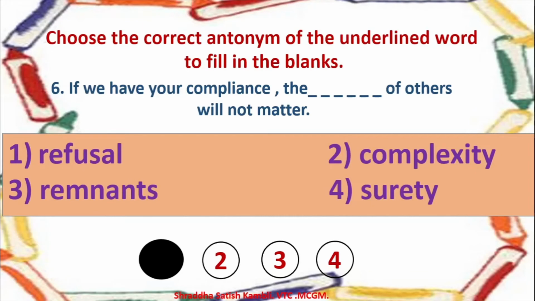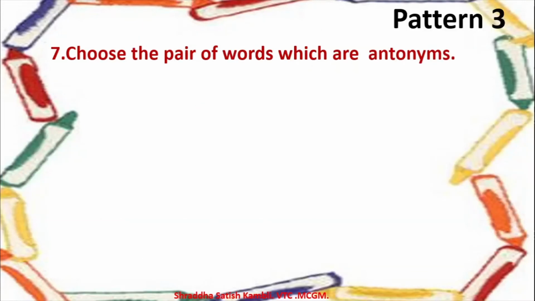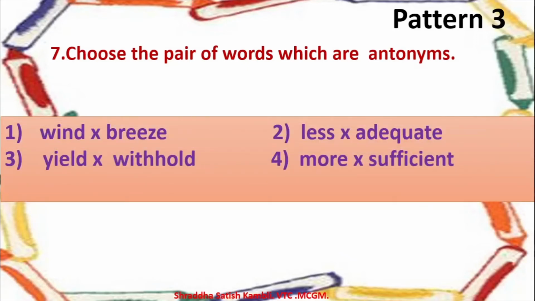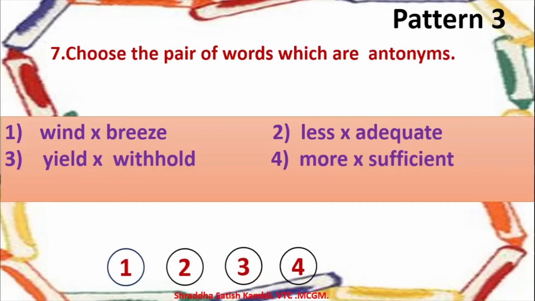Let us move on and go to pattern 3. So choose the pair of words which are antonyms. Simple. So you have to pick out the pair of words which are antonyms. Let's see what are the words. So you have wind, breeze, you have less, adequate, you have yield, withhold, and more, sufficient. So let's see. Is it 1, 2, 3 or 4? It is 3. Yield and withhold.